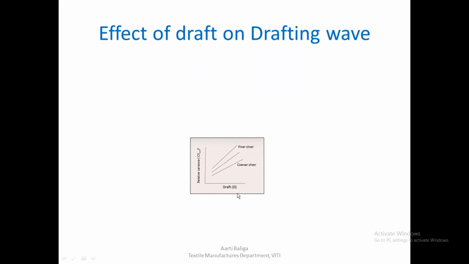This is a graph which is given, and what you see on the x-axis is the draft, and you see unevenness expressed as CV square of the output sliver. Let us look at this graph, where you have been given a relation between draft and drafting wave CV, and it is given for coarse sliver as well as medium and fine sliver. Let us concentrate on one of the lines here, which is for coarse sliver. As you keep increasing the draft, you see that the drafting wave or the irregularity goes on increasing. The graph is moving in this direction.